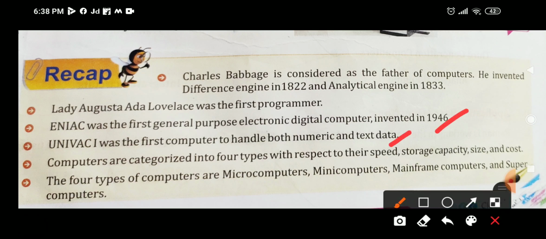Computers are categorized into 4 types with respect to their speed, storage capacity, size, and cost. The 4 types of computers are microcomputer, mini computer, mainframe computer, and supercomputer. That's all for today in this chapter.